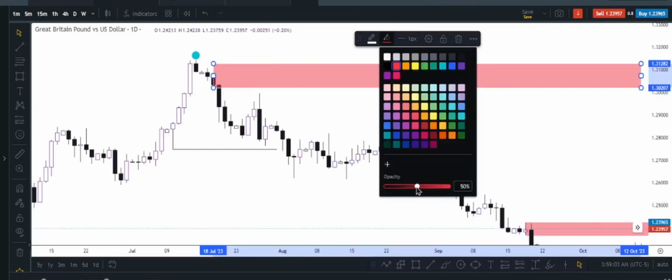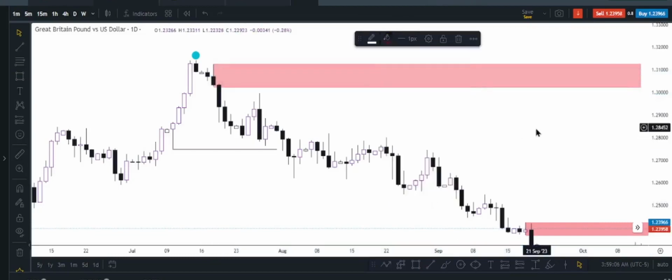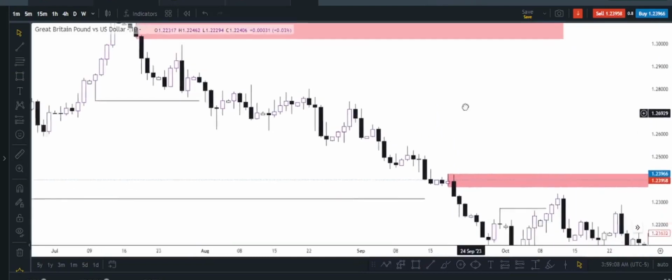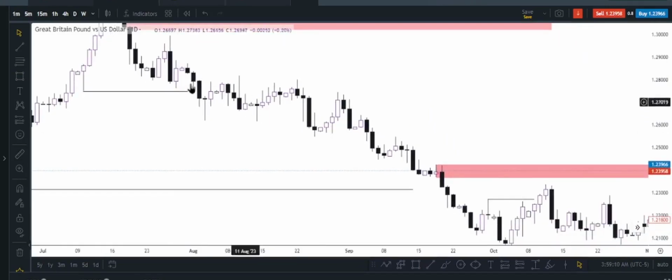Now let me reduce. Remember, I told you that. So these are the only two OBs, because all the order flow here, all right, has been mitigated.